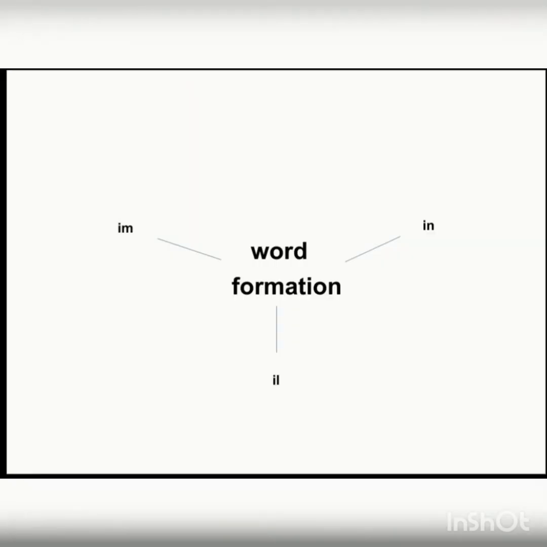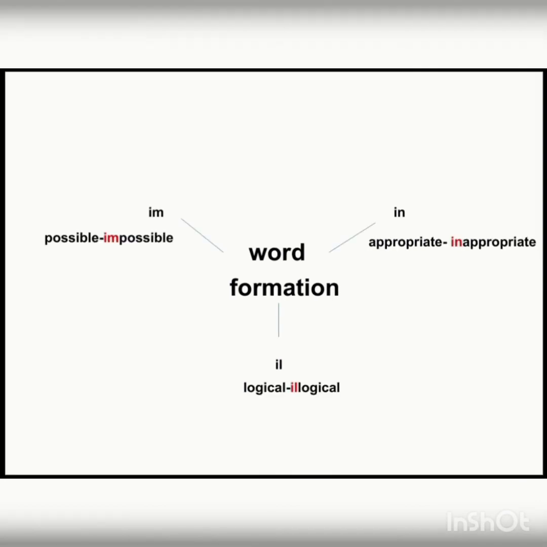We have learned modal verbs now. Let's learn how we can enlarge our vocabulary. We use prefixes im, in, il to show that something is negative or has the opposite meaning. For example, possible, impossible, appropriate, inappropriate, logical, illogical.